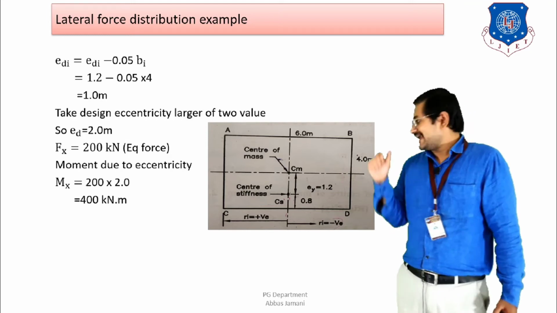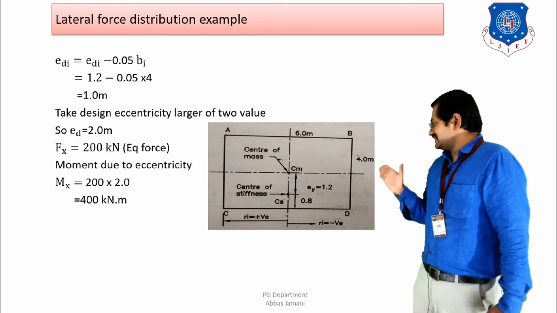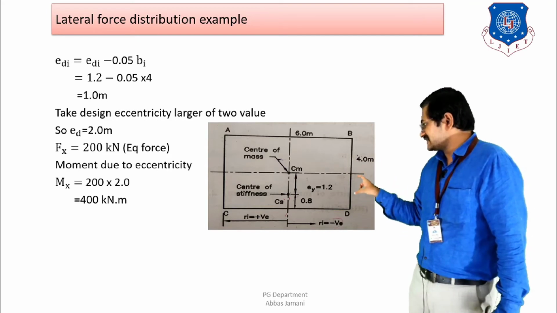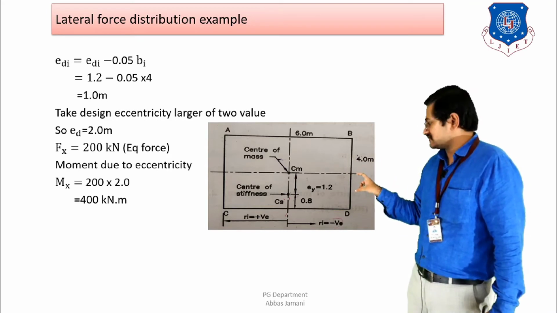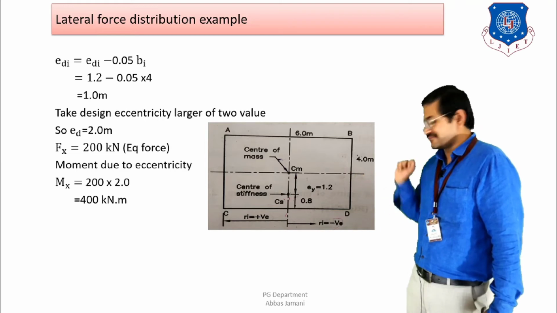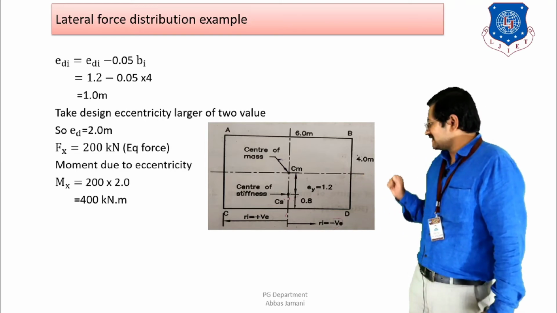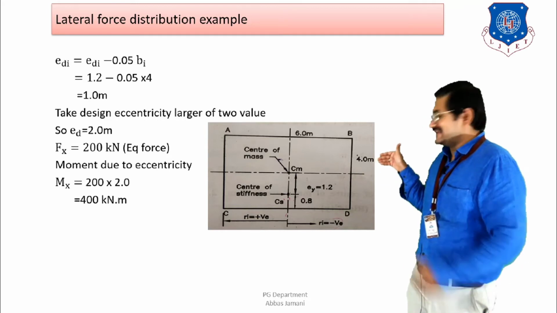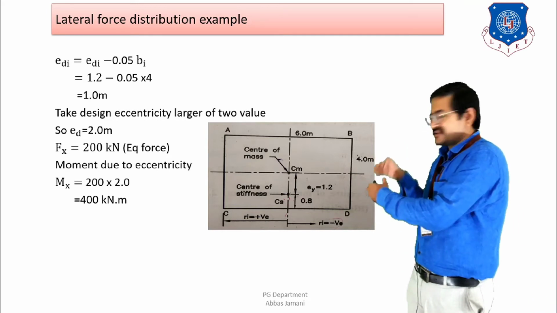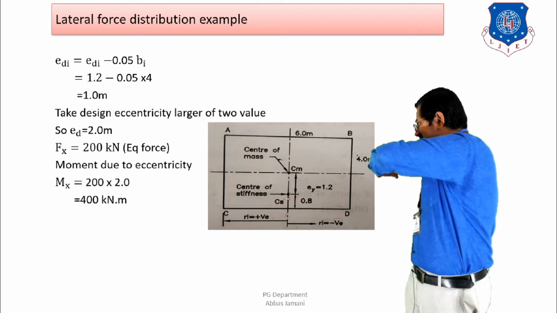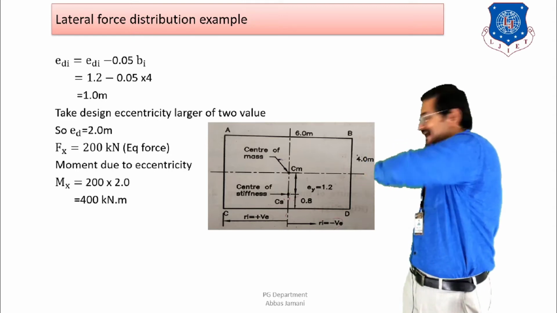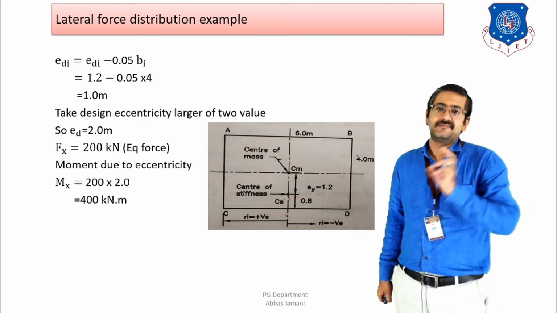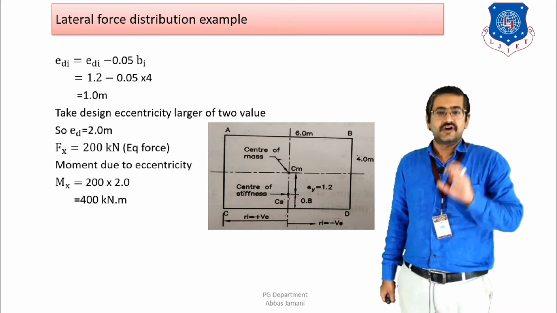Right? And as you can see in the figure over here, the center of mass is shown, the center of stiffness is shown, and the distance between the center of mass and center of stiffness is also shown, which is known as the eccentricity, equal to 1.2. So what is going to happen is that now the load is going to be applied in this direction and the eccentricity is in this direction. So due to this, there is going to be a moment, and due to this moment, the twisting of the plan, or the torsion in the plan, is going to be there. So what will be that moment?